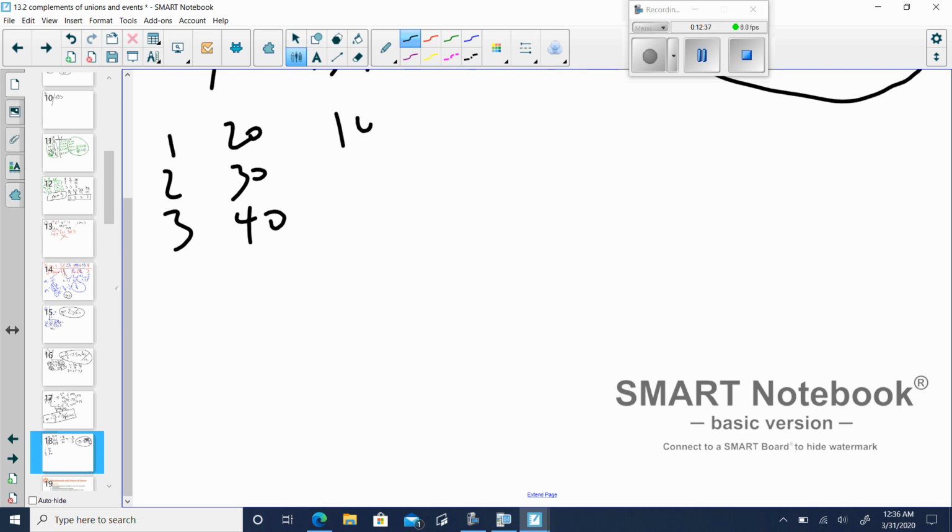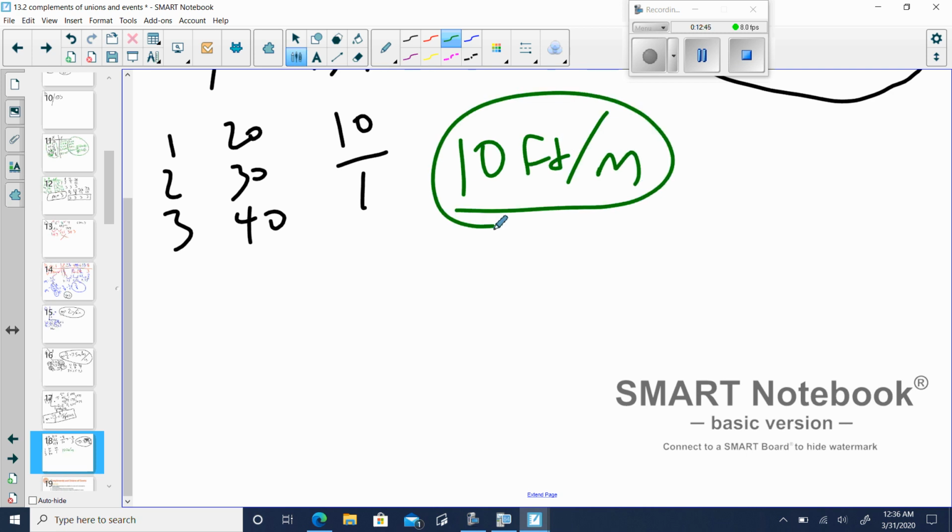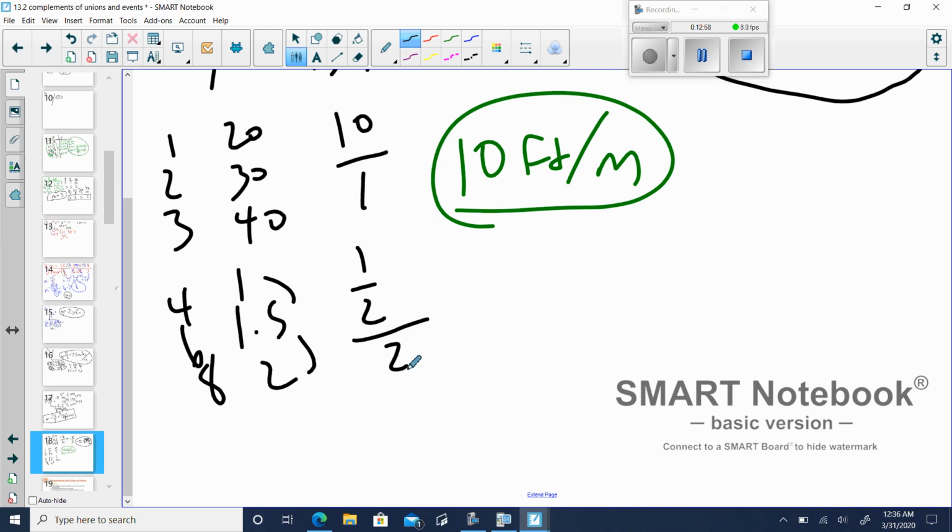So our y's are going up 10 every time x goes up 1. So we look over there to the left, and sure enough, we see 10 feet per minute. Boom. Okay, third one. So we have 4, 6, 8, 1, 1.5, and 2. So our y's are going up 1/2 every time our x's go up by 2.